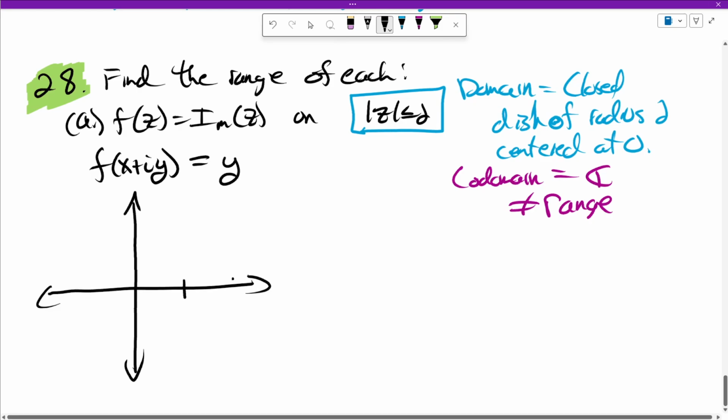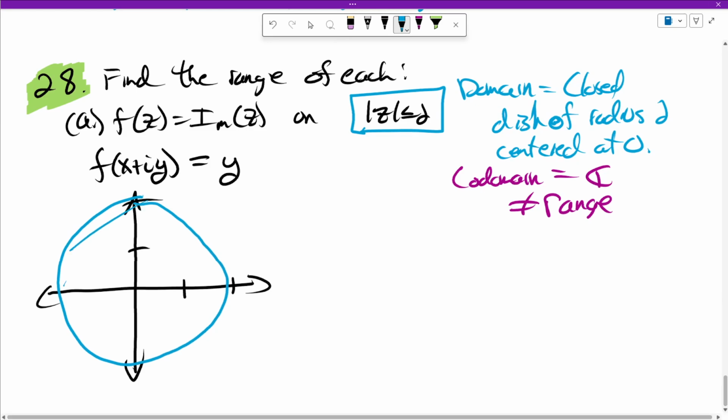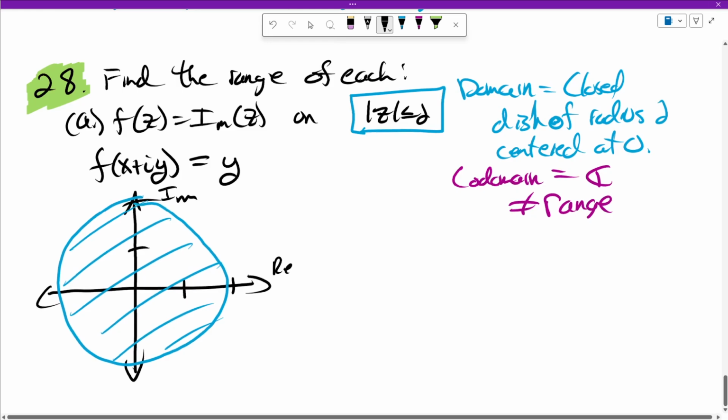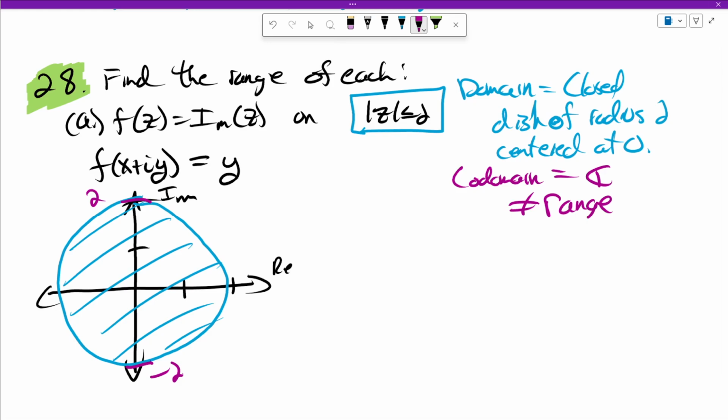So we'll go 1, 2, 1, 2, and here it is. Now I've never been able to draw a circle, so forgive me. And then our closed disk is here. We have those points. Now our function outputs the y value. It outputs the imaginary part, and the imaginary part is sort of our height, if you like. So this is asking, what heights do we achieve? And if we look, we achieve all heights between -2 and 2 inclusive. Inclusive because there was a weak inequality here.